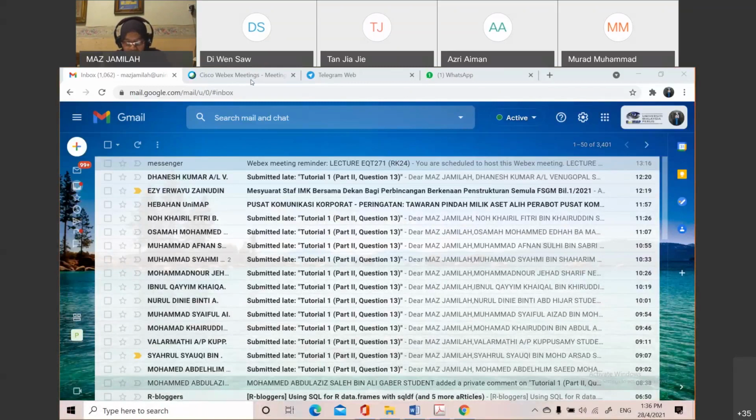Okay, the question asks you to construct a stem and leaf plot. Let us look at the first answer that I got from your friends. Now this is sample number 1. For sample number 1, I would like to comment on the way the stem and leaf plot is being presented.